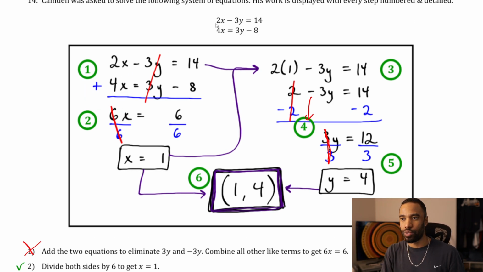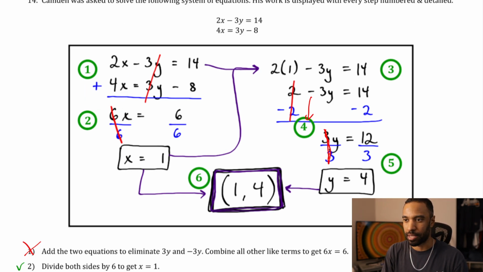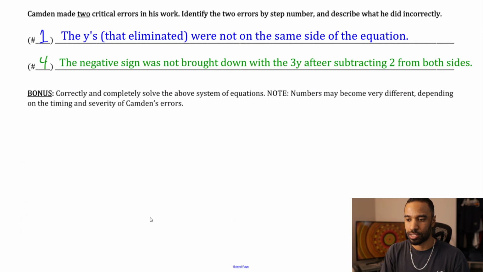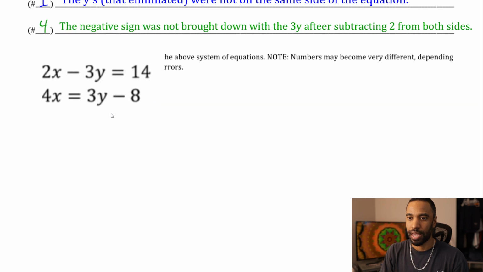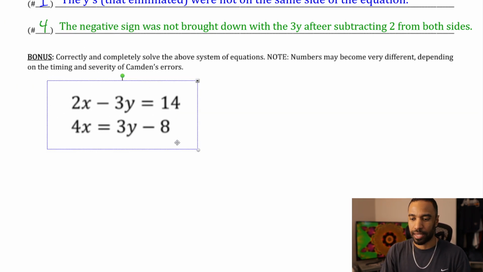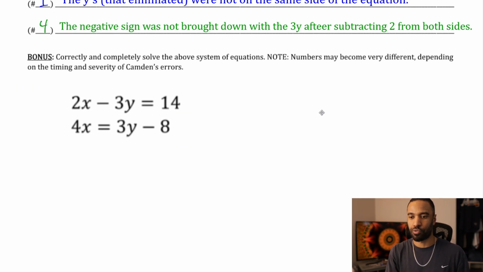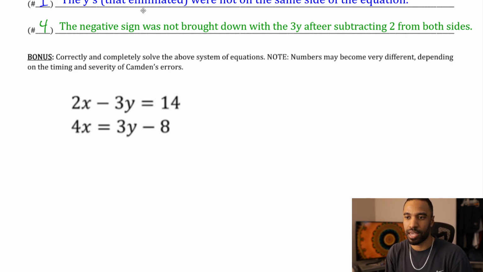So let's go ahead. I'm going to rewrite this stuff. Well, actually, I'll kind of copy and paste it here. So I take that guy. Let's copy it. Let's go ahead and paste. There we go. And I get these two, kind of blurry. But I get these two here, 2x minus 3y equals 14, 4x equals 3y minus 8.